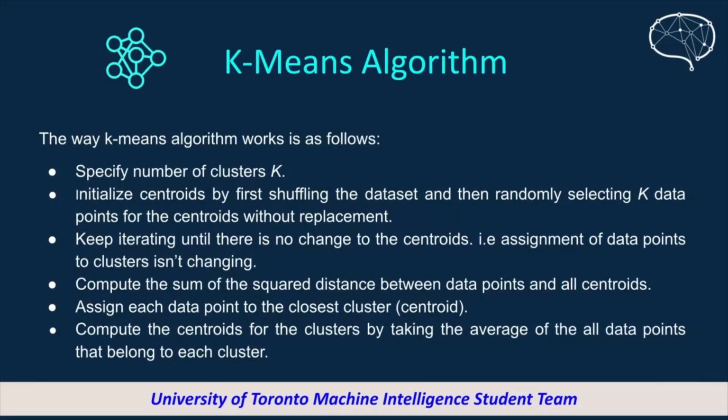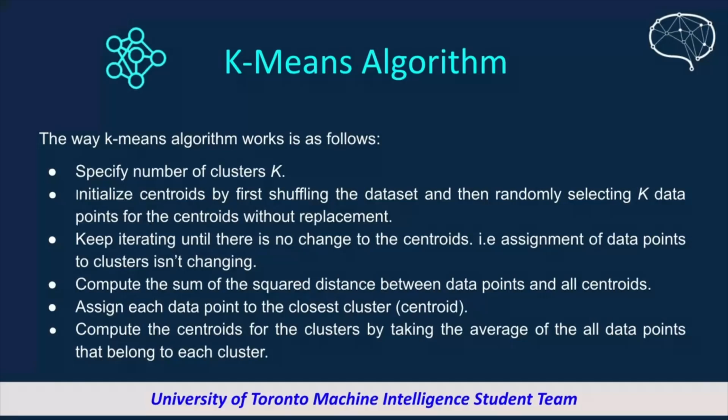Keep iterating until there is no change to the centroids, that is, the assignment of data points to clusters isn't changing. Compute the sum of squared distance between data points and all centroids. Assign each data point to the closest cluster, also known as the centroid. Compute the centroids for the clusters by taking the average of all data points that belong to each cluster.